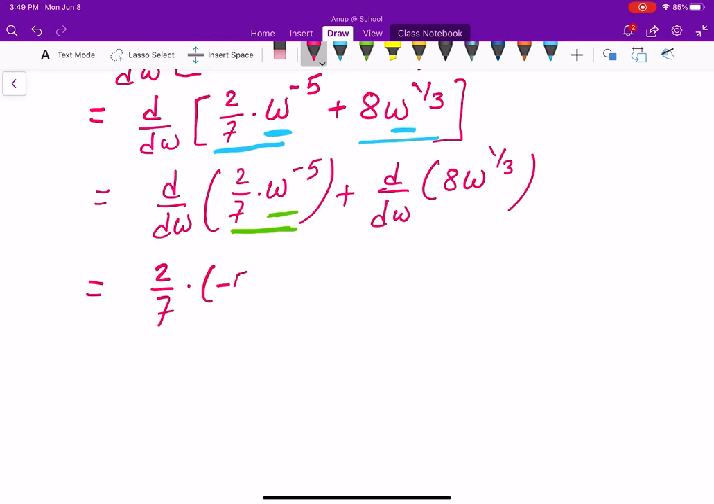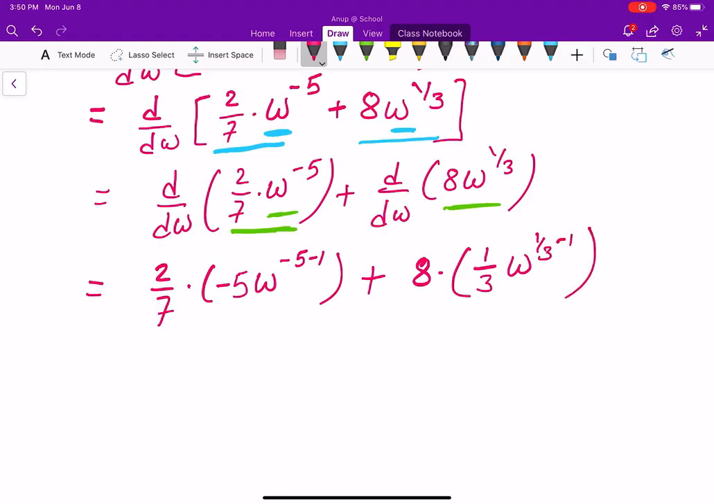That will be negative 5 times w to the power negative 5 minus 1. In the same way, we can find the derivative of 8 times w to the power 1/3. As 8 is a constant, write it down as it is, times the derivative of w to the power 1/3, which will be 1/3 as it is, and then w to the power 1/3 minus 1, by using the power rule.